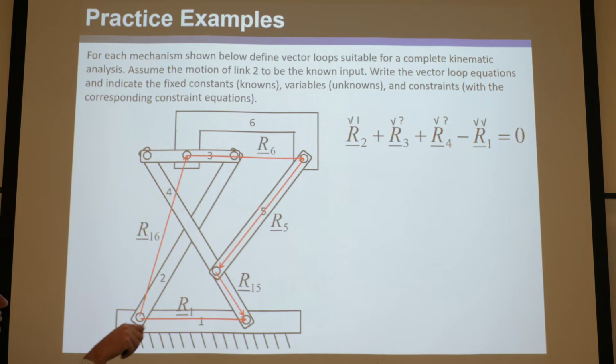So we want to make sure when we draw any vector loop, we close it, that it's one full loop, so that when you add everything together, they can equal 0. That's the whole point of the vector loop equation. And so this is a second necessary vector loop.